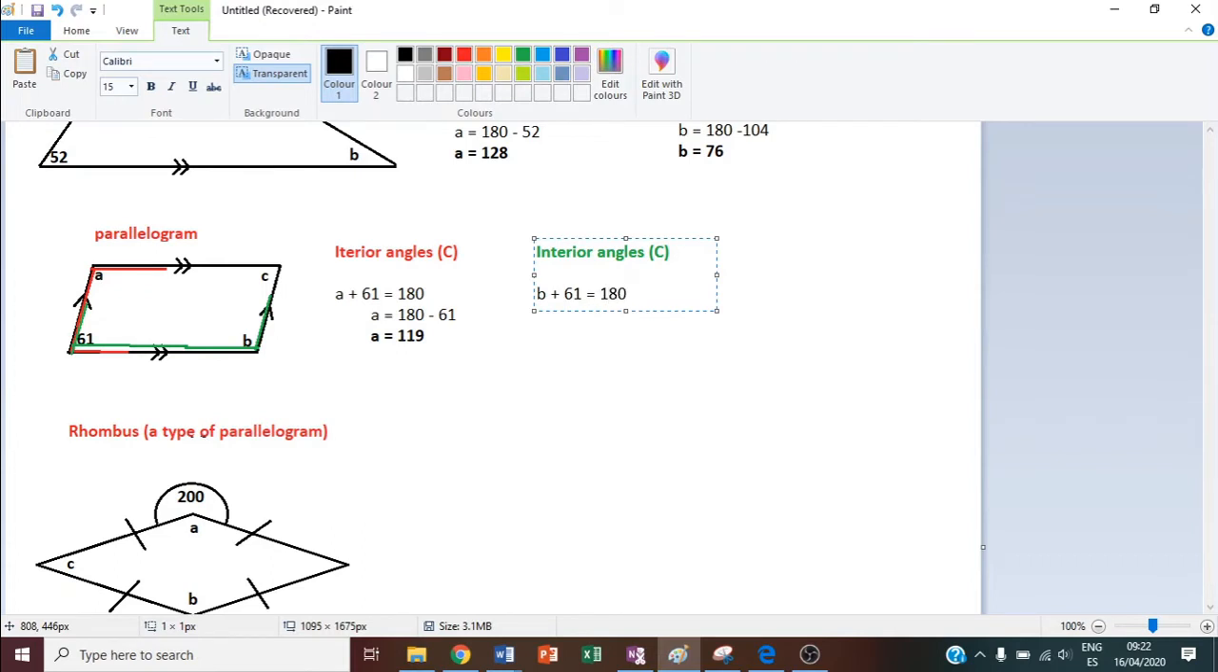And I've written something very similar to this before. I said that A and 61 makes 180. That's because A made a C pattern with 61. B also makes a C pattern with 61. And you'll notice this about parallelograms. That means that A is equal to B.